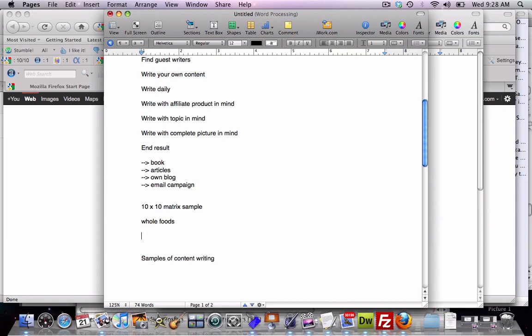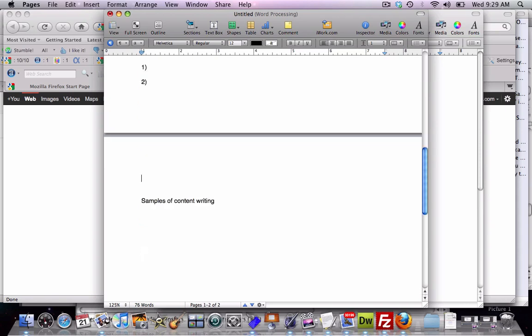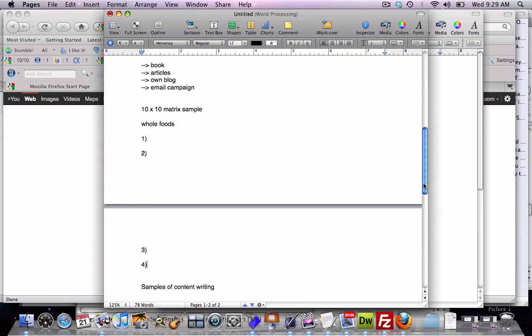Okay, so our 10 by 10 matrix, I'm just going to do like a 3 by 4 matrix, but a 10 by 10 matrix would have 10 topics. We're going to use 4. We're going to do a 4 by 4. The sample is going to be a 4 by 4, but for your business, you're going to do a 10 by 10. Okay? So under Whole Foods, you could have introduction to Whole Foods. You could have classes of Whole Foods. You could have whole food vegetables, and you could have whole food fruits.